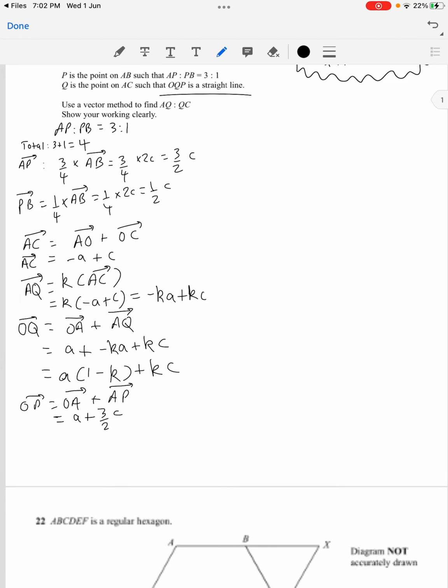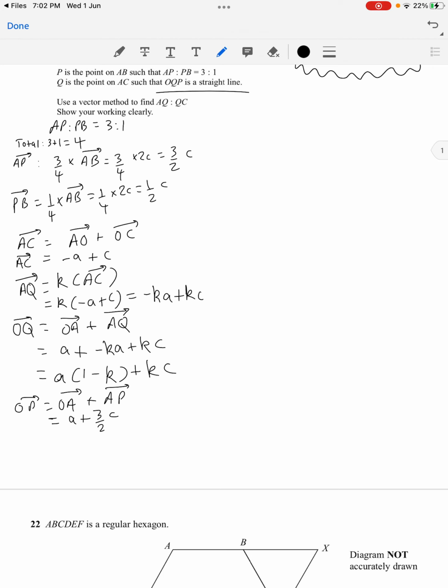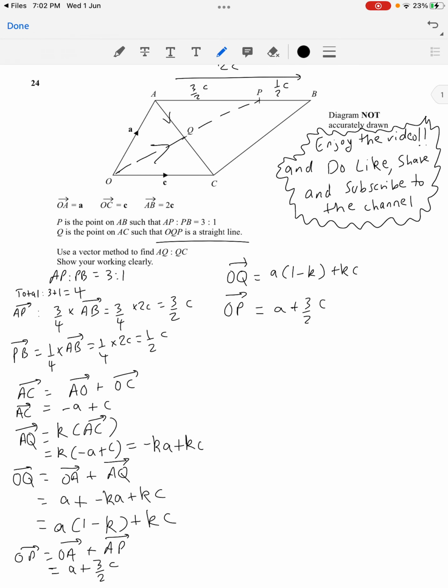Now what we're going to do is an important step. Since this is really important, I'm just going to write down what OQ is. From what we found, it is A brackets 1 minus K plus KC, and we know that OP is A plus 3 by 2 C. Since OQ and OP are proportionate with each other, we know that A brackets 1 minus K should be equal to this value here, that is 1. So since that, we can find out what A is.